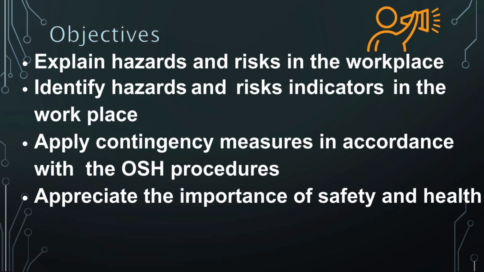Our next step is to identify indicators of these hazards and risks. Look for signs like frequent incidents or complaints, which can help us pinpoint problem areas. Once we've identified these, it's essential to apply contingency measures. These are strategies and actions we take according to Occupational Safety and Health, or OSH, procedures to mitigate these risks.